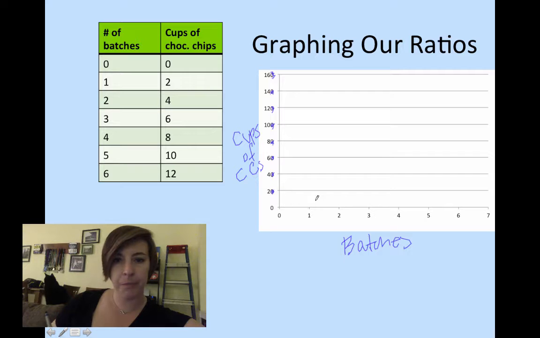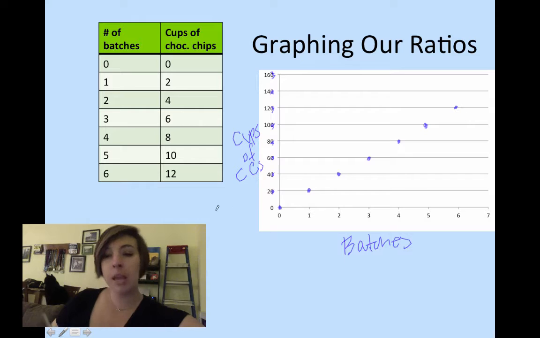All right, so let's graph. When we have 1 batch, we are using 2 chocolate chips, and then we just put a dot where these intersect. Of course, 0 is 0. 2 batches, we are using 4 chocolate chips. And because we don't have a perfect grid here, you guys can just estimate. 5 is 10, 6 is 12.